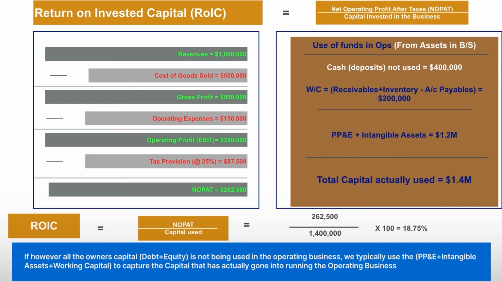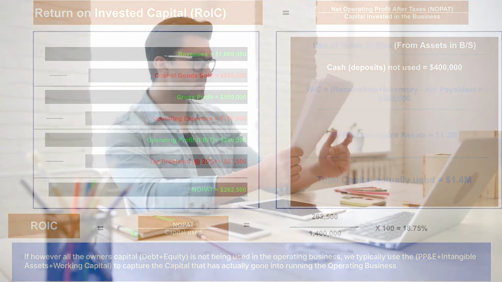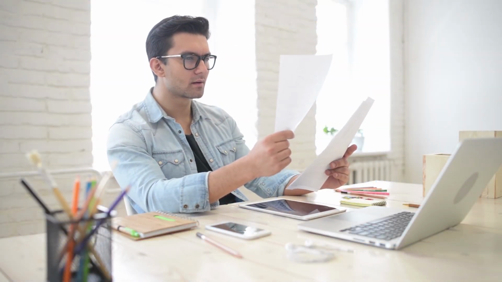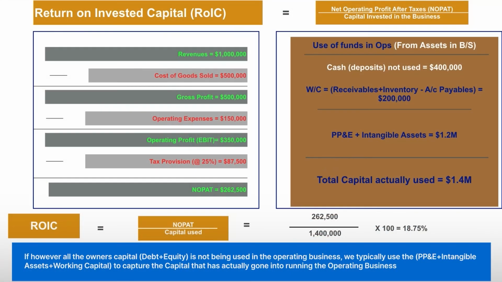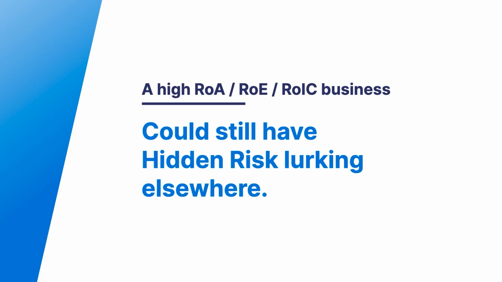So now you have seen how to calculate these operating performance parameters of a business. And we typically look for businesses with high ROE and high ROIC. There is no hard and fast rule, but my preference would be to look for businesses with an ROE figure of at least 15%. Now, even after meeting these conditions, there could be hidden risks lurking elsewhere in a business.